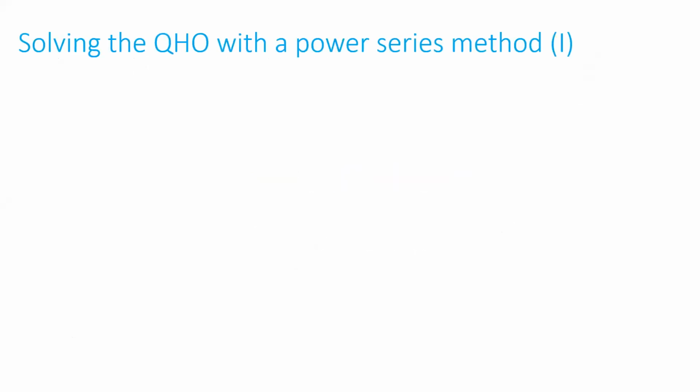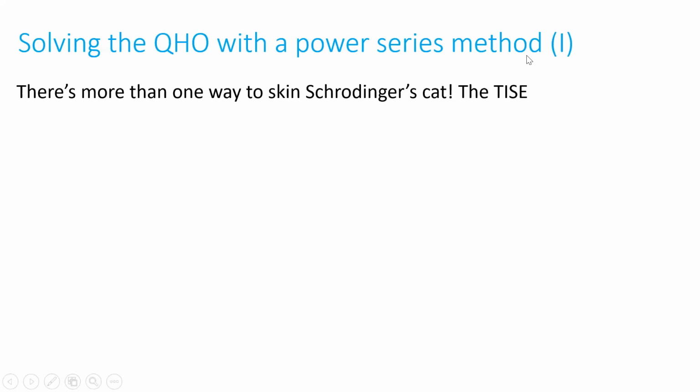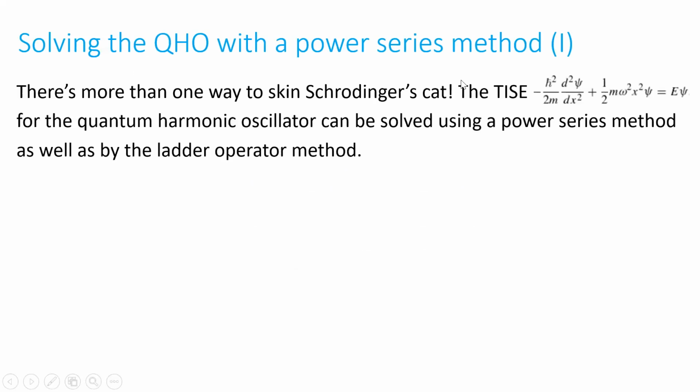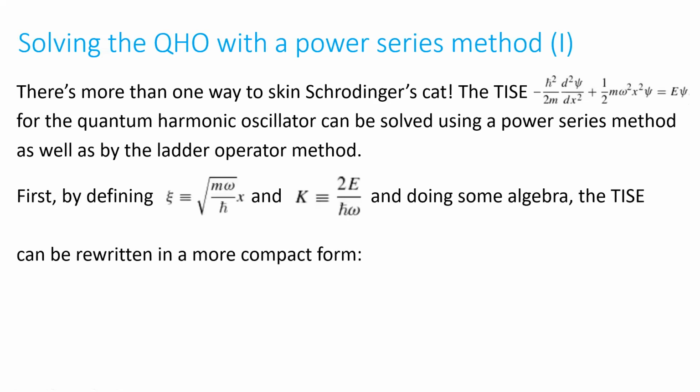Okay, so we're going to be solving the quantum harmonic oscillator with what's called a power series method, which is an interesting method that's used for challenging differential equations. There's more than one way to skin Schrodinger's cat. The time-independent Schrodinger equation shown here, which we looked at in the last video for the quantum harmonic oscillator, can be solved using a power series method as well as by the ladder operator method, which we looked at last time. Okay, so let's see how this might work.